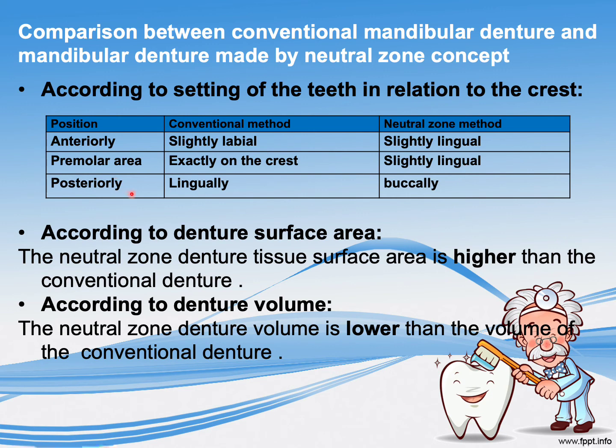But in the posterior teeth, in the conventional method, the posterior teeth will be set lingually, while in the neutral zone method will be seated buccally. According to the denture surface area, the neutral zone denture tissue surface area is higher than the conventional denture. According to the denture volume, the neutral zone denture volume is lower than the volume of the conventional denture.